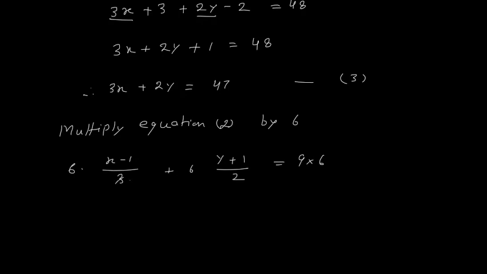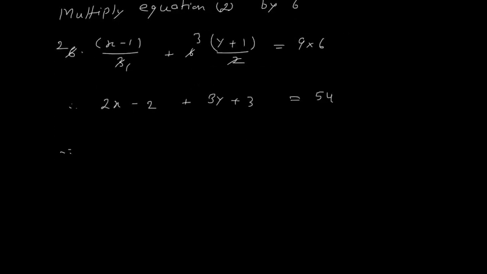Now 3 1s are 3, 3 2s are 6. So therefore it is 2x minus 2, plus 2 1s are 2, 2 3s are 6, so this is 3y plus 3. 3 is multiplied by both these terms, 2 is multiplied by both these terms, is equal to 9 6s are 54. So this gives me 2x plus 3y minus 2 plus 3 is plus 1 is equal to 54. So 2x plus 3y is equal to 53. This is our equation 4.